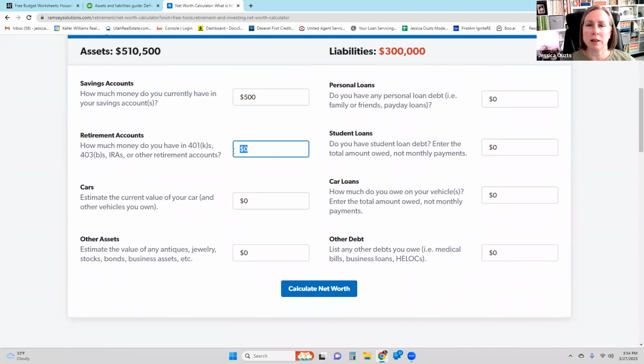A retirement account is anything that's obviously retirement. You can't get it until retirement without penalties.